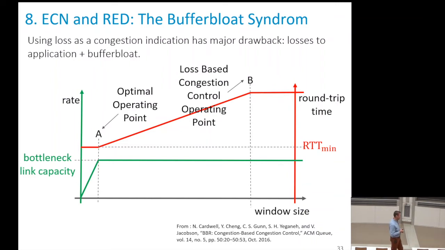Now let's look at the bufferbloat problem, which has led to a lot of developments and probably is not completely solved in the internet today. This is a figure I borrowed from a paper that is trying to sell an alternative to Reno called BBR. It shows, as a function of the window size of one TCP connection, two things. On the green axis is the rate that this connection will achieve, and on the second y-axis, which is red, the round-trip time that this connection will achieve.